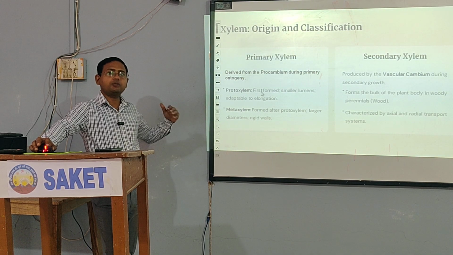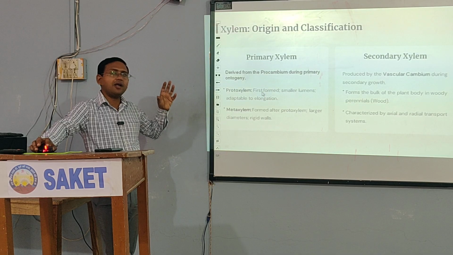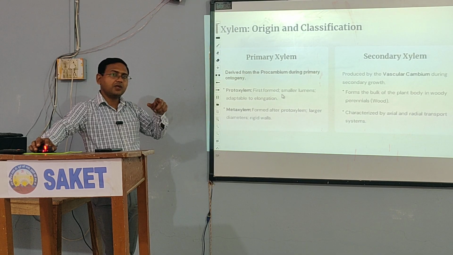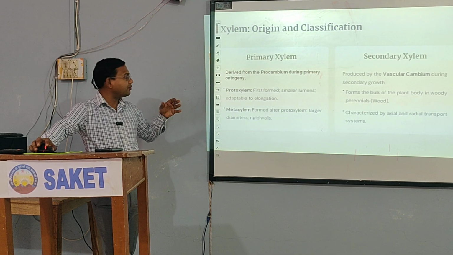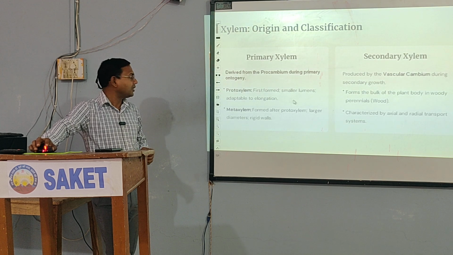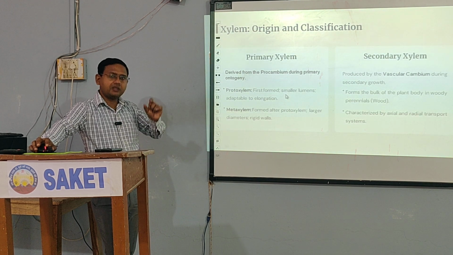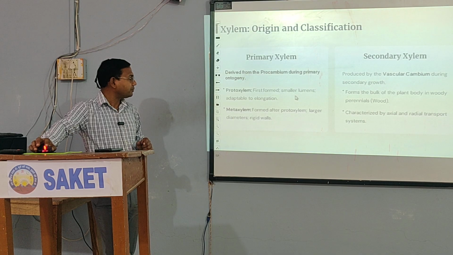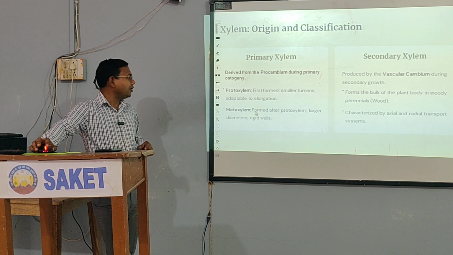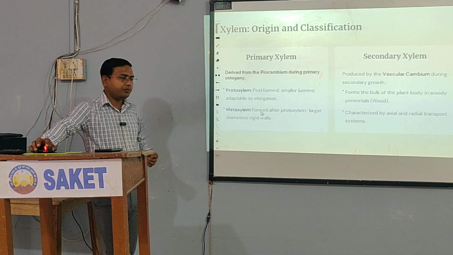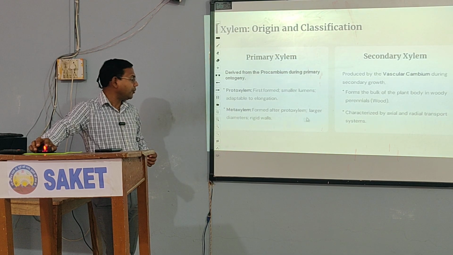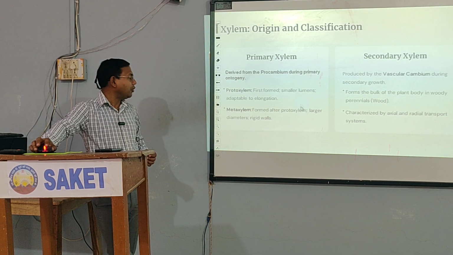This is the xylem which is formed first, and they have smaller lumen cells like the xylem vessels. We will see what vessels are in the upcoming slides. So they have smaller space between the cells, that is the smaller lumen, and metaxylem is found later in the life of the plant, and it has a wider lumen compared to the protoxylem.